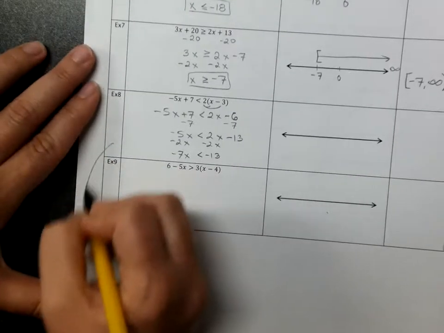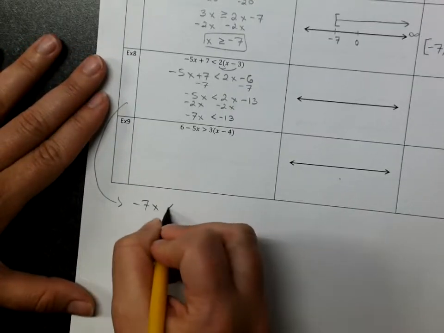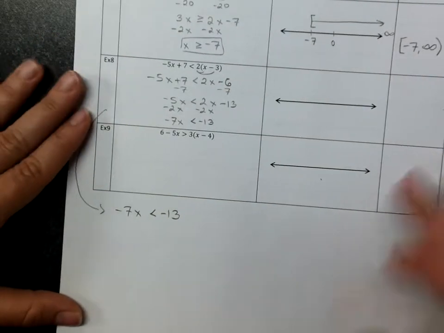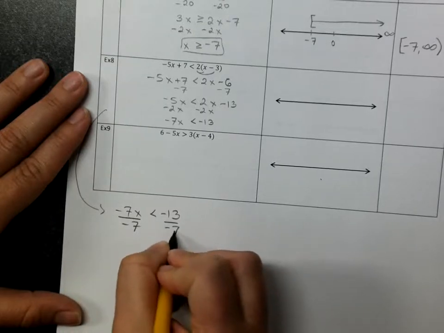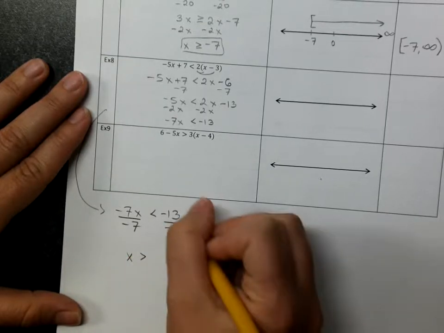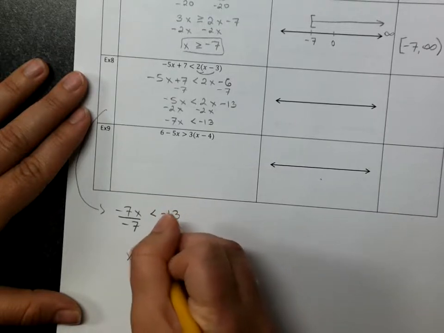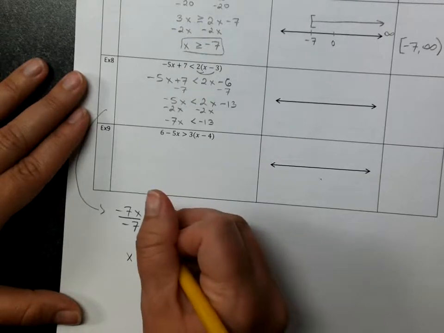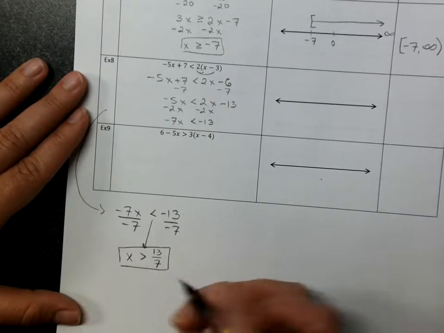I'm going to bring this down here because I ran myself out of room. Let me write it again. Negative 7x is less than negative 13. So when I divide by a negative, the symbol's going to change. 13 does not divide nicely by 7, but the negatives do divide off. So it's going to be 13 over 7, positive 13 over 7. And my less than symbol switched to a greater than symbol.